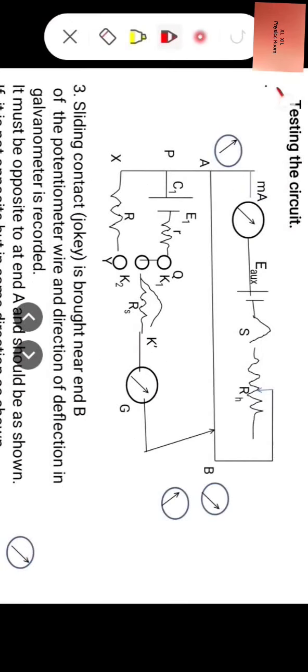Now testing the circuit continues. Third step, sliding contact jockey is brought near end B of the potentiometer wire and direction of deflection in galvanometer is recorded. It must be opposite to end A and should be as shown. If it is not opposite but in same direction as shown, then there may be two defects in the circuit.